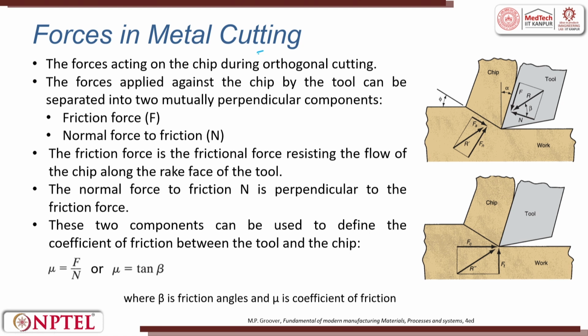Now, let us go a little bit inside and see the forces which are involved in metal cutting. Why is this? Because everywhere, I have been talking about rake angle, shear plane, chip thickness ratio, and velocity. So, all these things are important. Why? Because we have to reduce the forces, and this leads to power reduction.